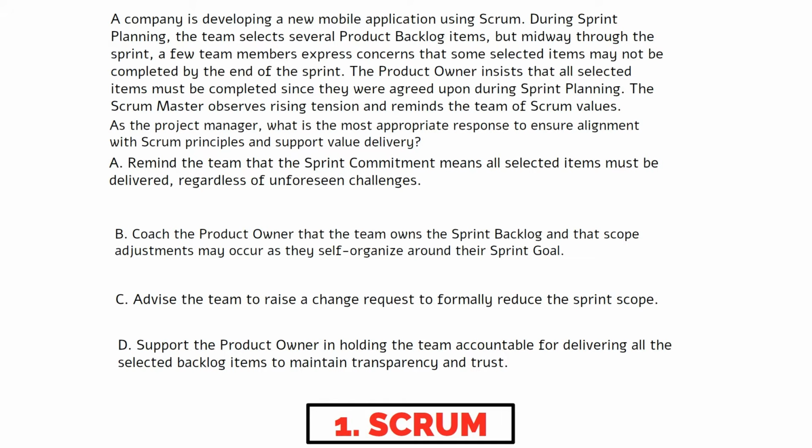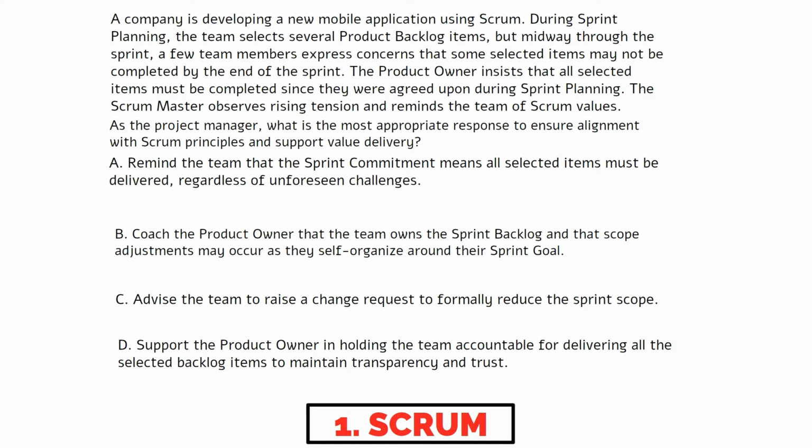A company is developing a new mobile application using Scrum. During sprint planning, the team selects several product backlog items, but midway through the sprint, a few team members express concerns that some selected items may not be completed by the end of the sprint. The product owner insists that all selected items must be completed since they were agreed upon during sprint planning. The Scrum Master observes rising tension and reminds the team of Scrum values. As the project manager, what is the most appropriate response to ensure alignment with Scrum principles and support value delivery?